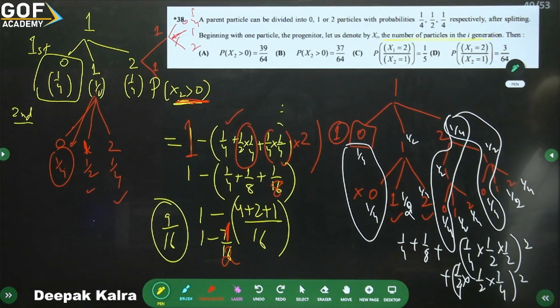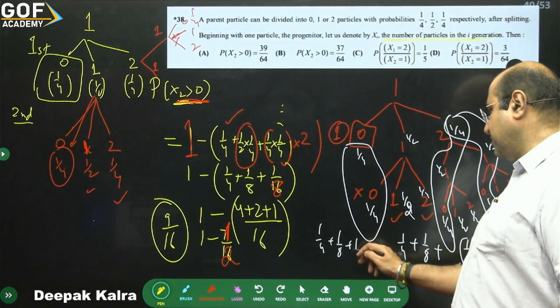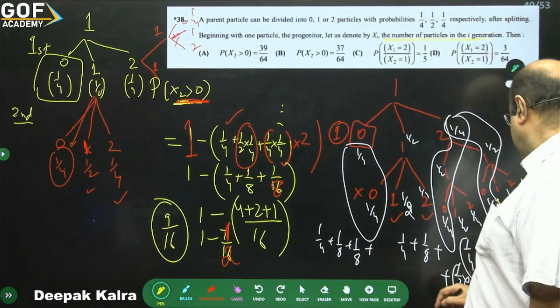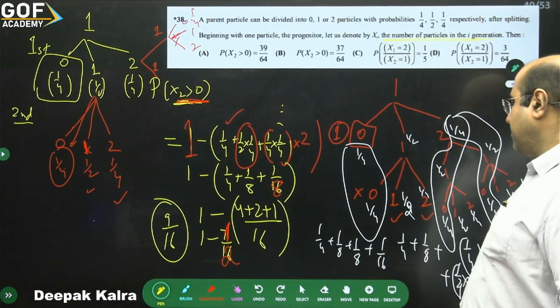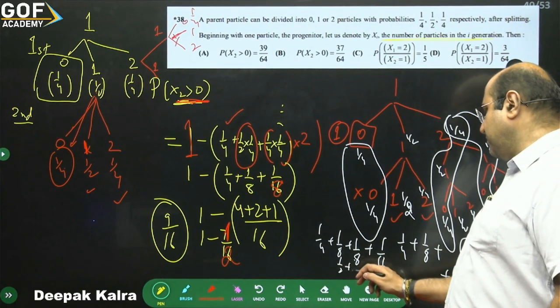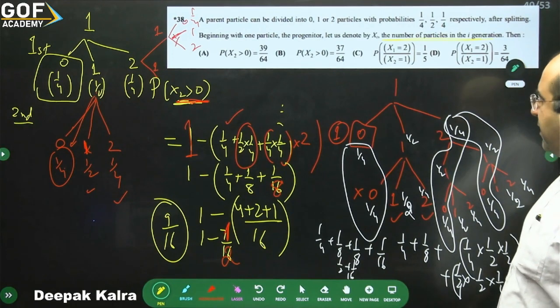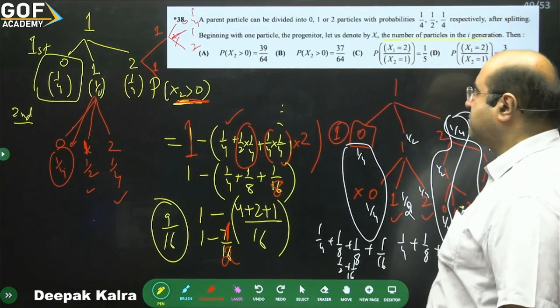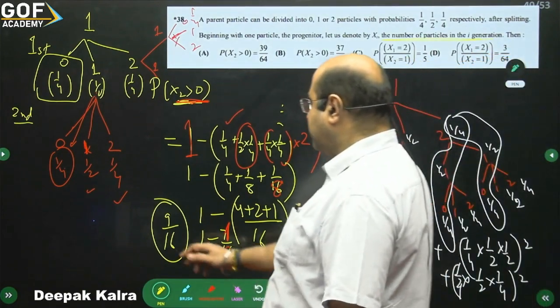So are you getting the answer? 1 by 16, 1 by 8 हो गया ये, and this is 1 by 16. 1 by 4 plus 1 by 8 plus 1 by 8 plus 1 by 16. 1 by 2 plus 1 by 16 is my answer coming. 9 by 16. Same answer is coming.